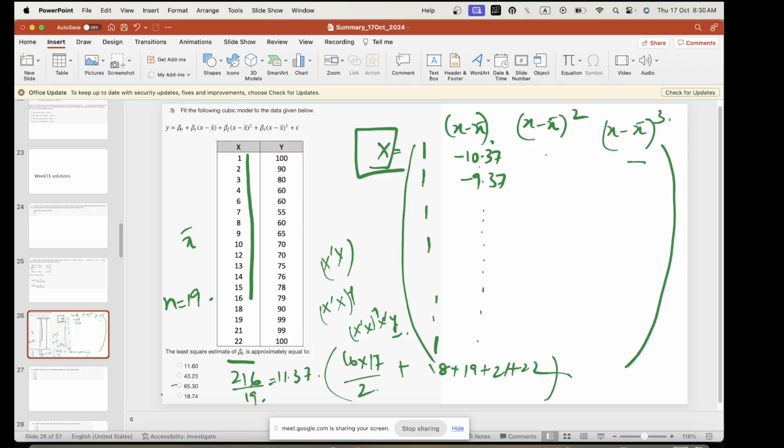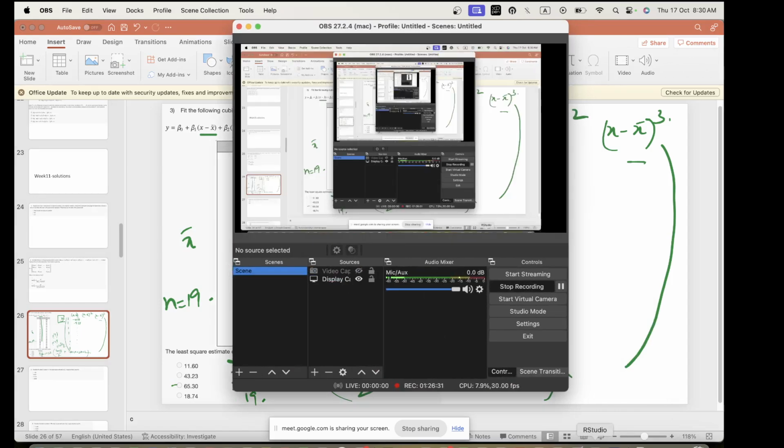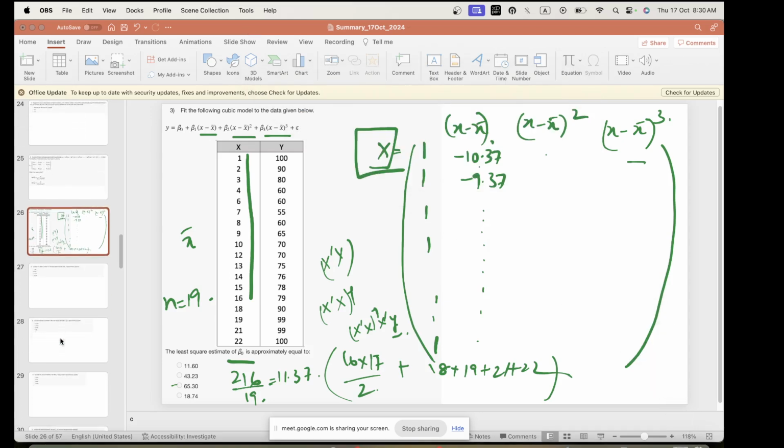Okay, but this is how you would fit a model. The concept remains exactly the same. Instead of x's, we are just fitting these x minus x bar, these square terms and these cube terms. Okay, ma'am. Everything was clear.